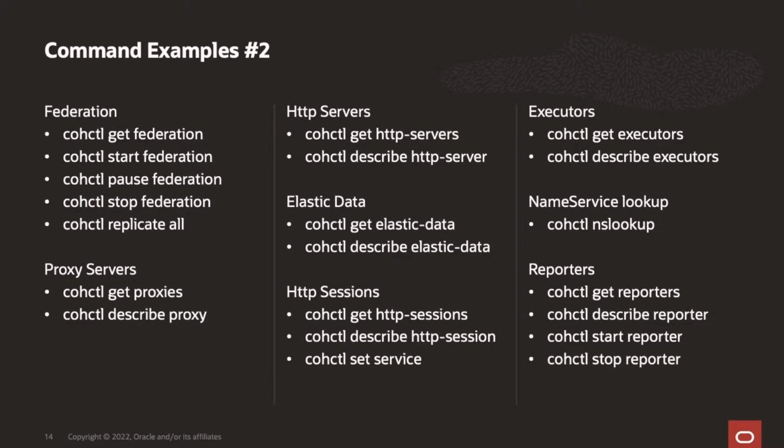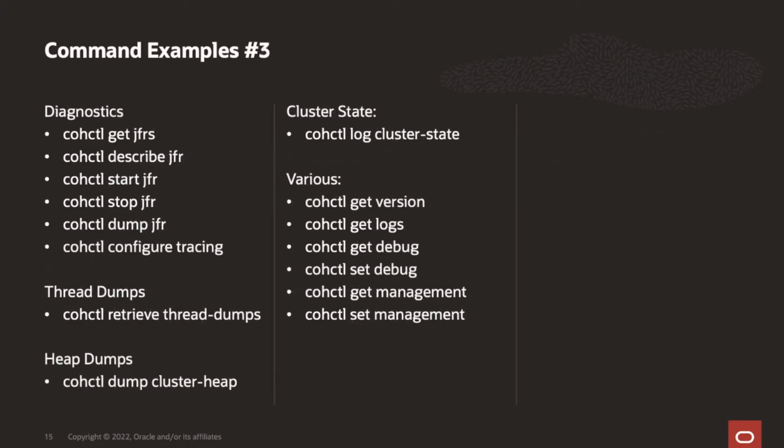Federation too, if you have a Grid Edition cluster. Proxy servers, HTTP servers, Elastic Data, HTTP sessions, executors, which are new in 21.12. You can use NS lookup or the Coherence name server lookup to inspect clusters. You can start and stop reporters. In terms of diagnostics, it's very useful. You can get JFRs, you can create and start and stop JFRs. You can retrieve thread dumps across members and other various statuses.